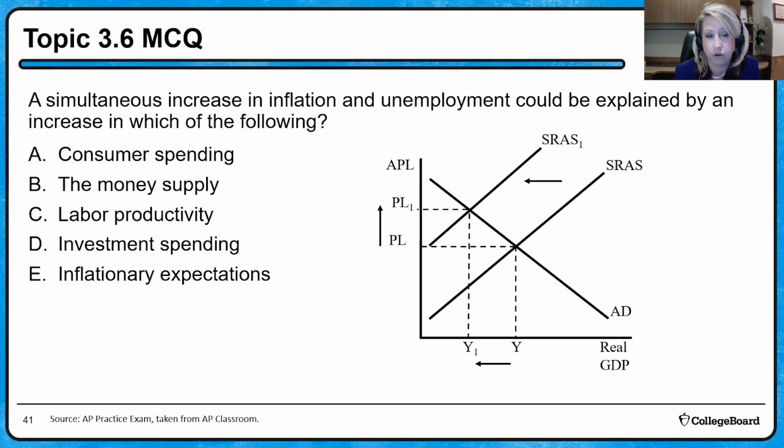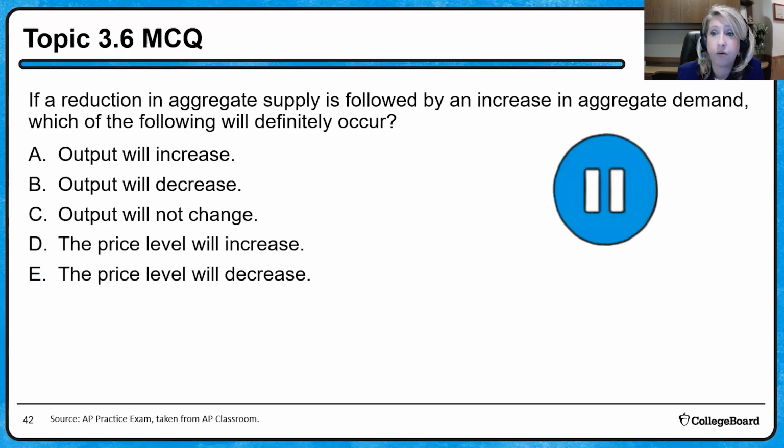So now we know we're looking for a decrease, or something that's going to cause short run aggregate supply to decrease in our answer choices. So an increase in inflationary expectations, that's going to cause short run aggregate supply to shift to the left. Let's look at another one. Pause your video and use your graph.